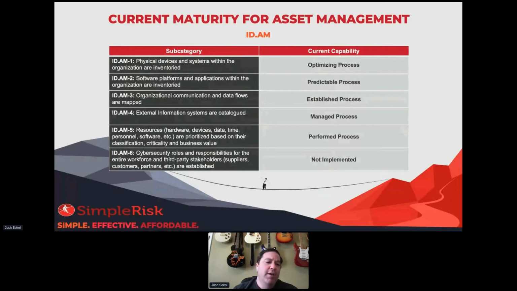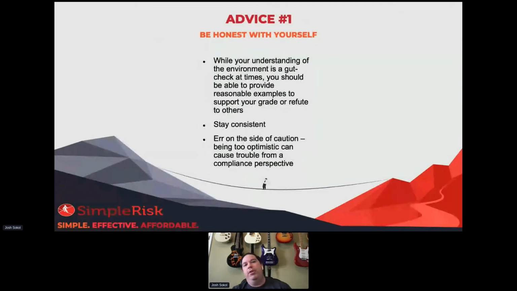Now, some advice for you guys based on lessons learned from Alex and I. The first piece is be honest with yourself, right? Understanding of the environment is a gut check at times. You're going to go through this and you're going to go, oh man, we don't do that. And that kind of sucks. But what's going to happen later on is management is also going to do that. They're going to look at your results and ask, why did you make this decision? And you're going to have to provide reasonable examples to support why you said that or refute it to others, because they're going to say, well, yeah, we absolutely do that. And you go, no, you may do that, but as an organization, we don't.